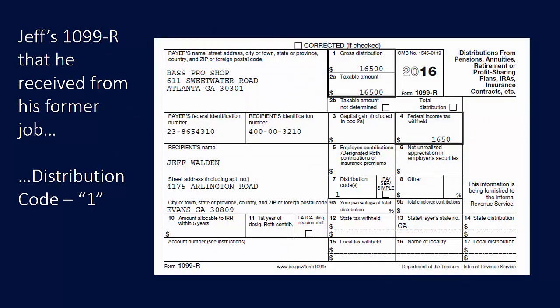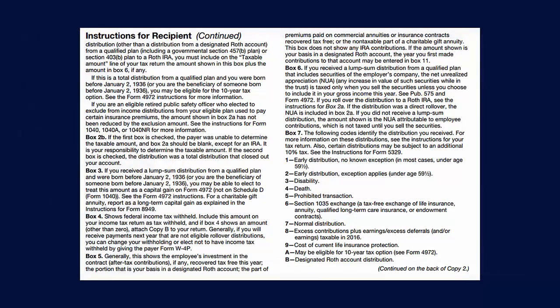Here's his 1099-R that he received from his former job. We notice in box 1, gross distribution $16,500, taxable amount in box 2A of $16,500, and like we said, in box 7, distribution code 1 indicating an early distribution. So if we flip the 1099-R on the back, we see in box 7, code 1, early distribution, no known exception.